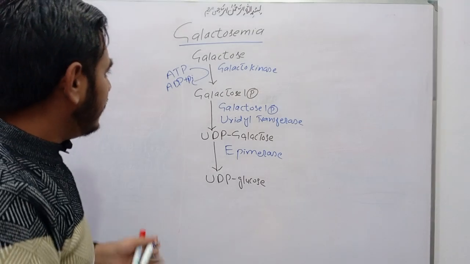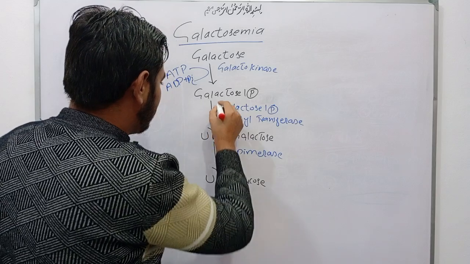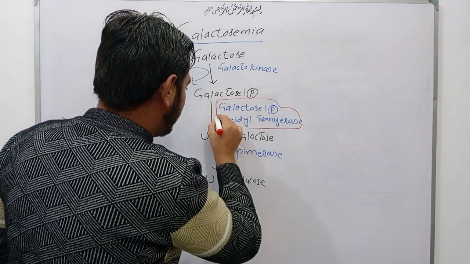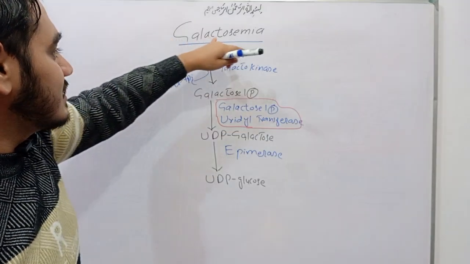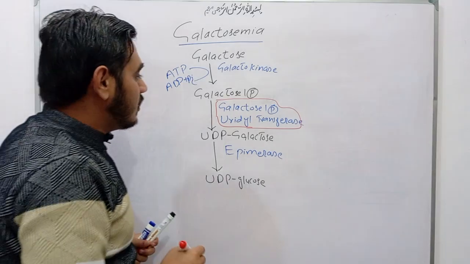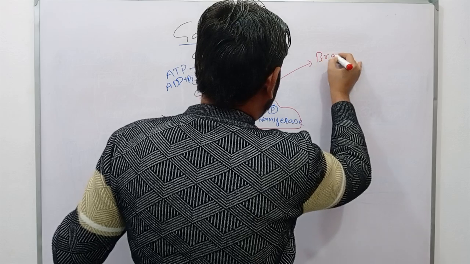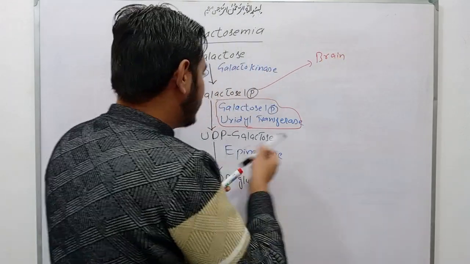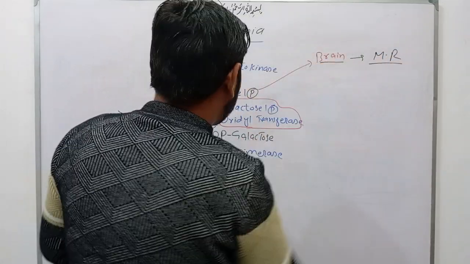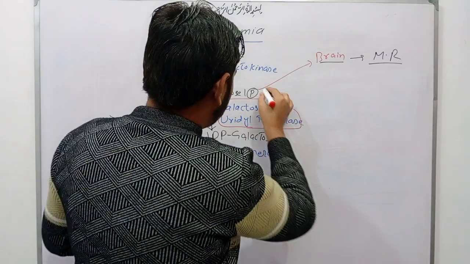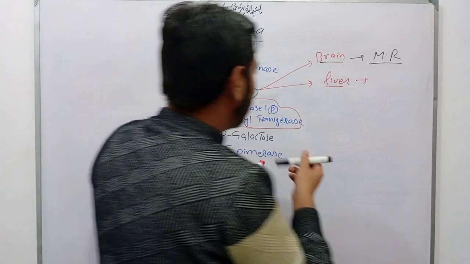Okay. Now in galactosemia, there is a deficiency of this enzyme, galactose 1 phosphate uridyl transferase. This deficiency leads to the disorder galactosemia. Okay, this galactose 1 phosphate accumulates in the brain and causes mental retardation. Okay, this galactose 1 phosphate in the liver causes hepatomegaly.